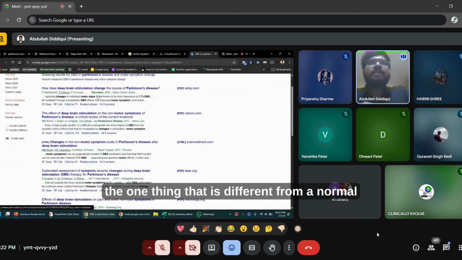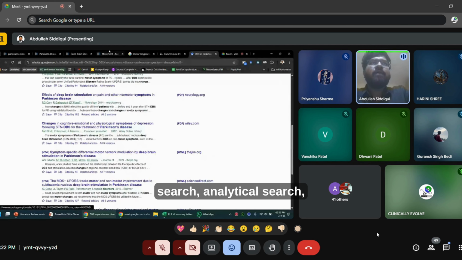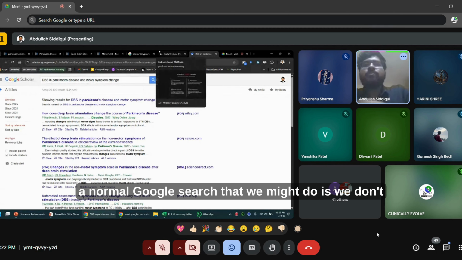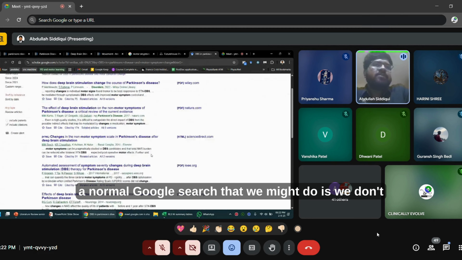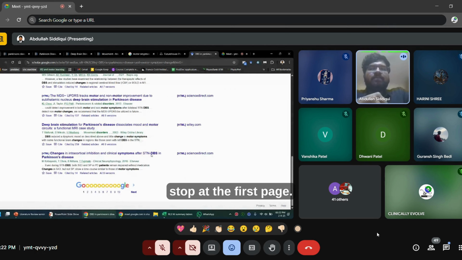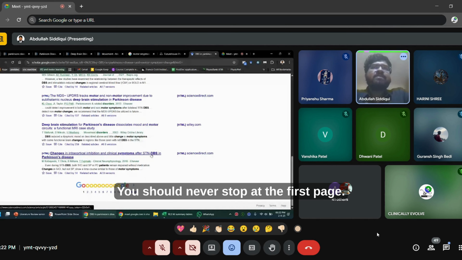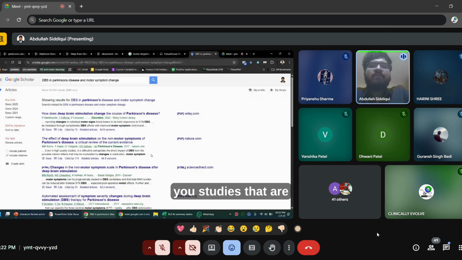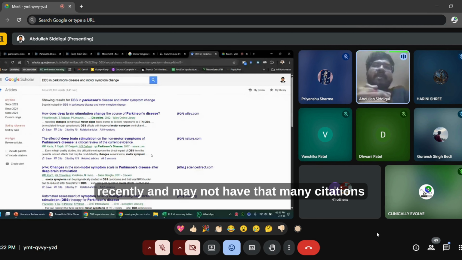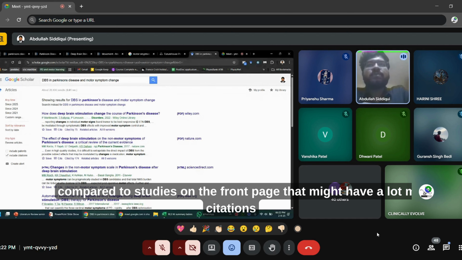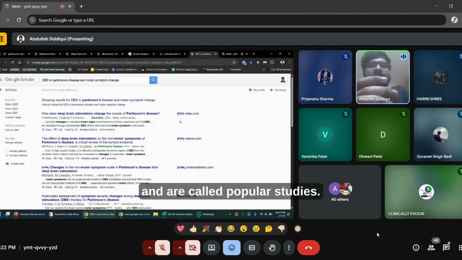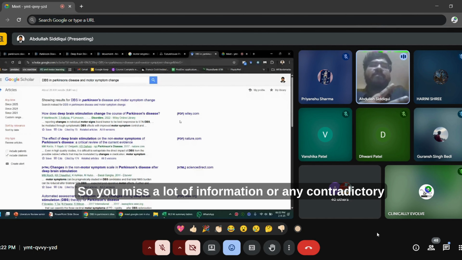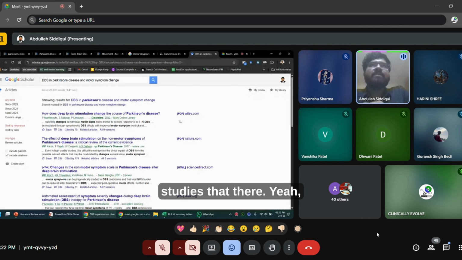And the one thing that is different between a normal Google search and a literature search is that we don't stop at the first page. You should never stop at the first page. You should always keep going and going on because you might miss studies that are coming out recently and may not have that many citations compared to studies on the front page that might have a lot more citations and are called popular studies. So you miss a lot of information or any contradictory studies that way.